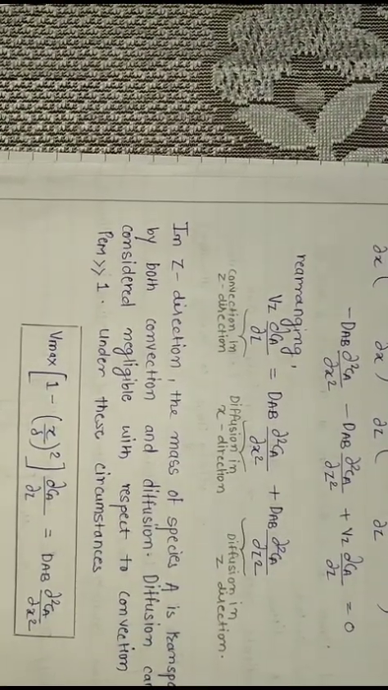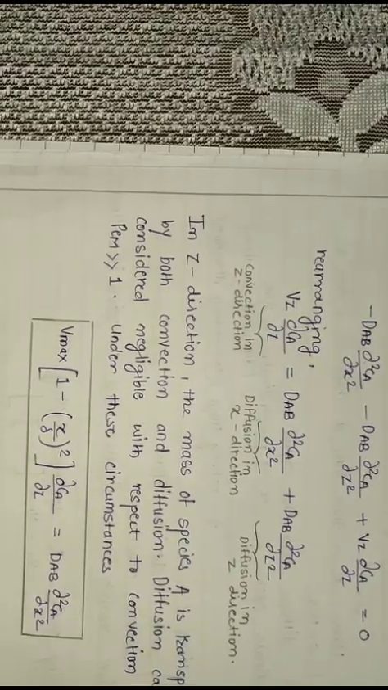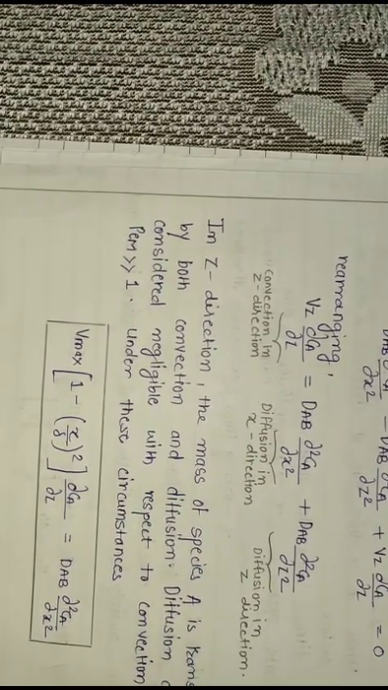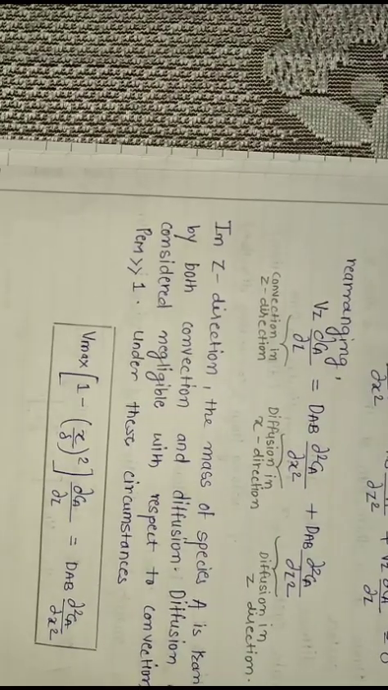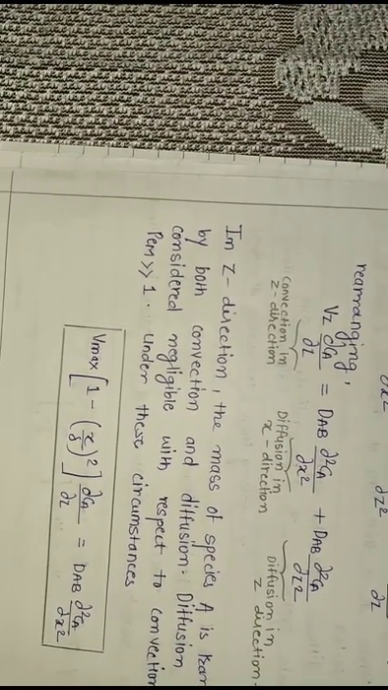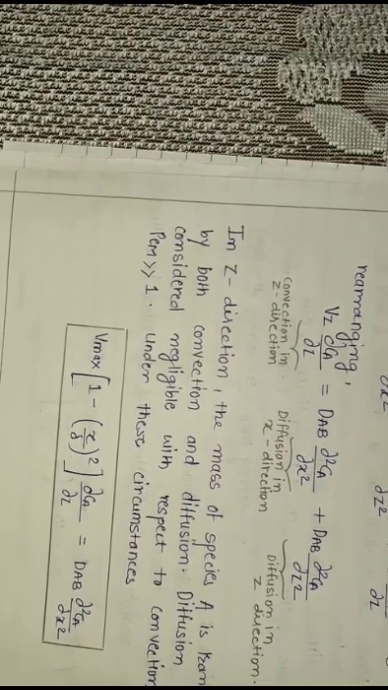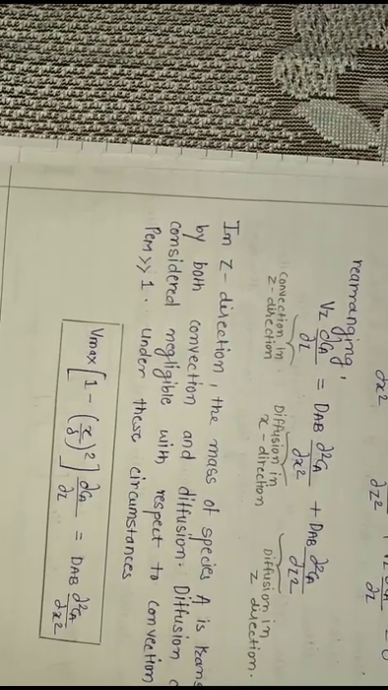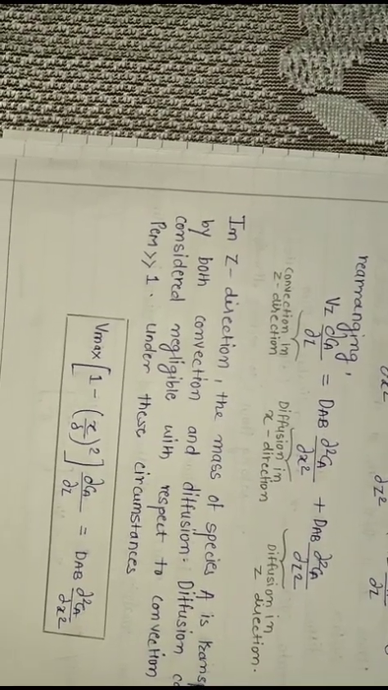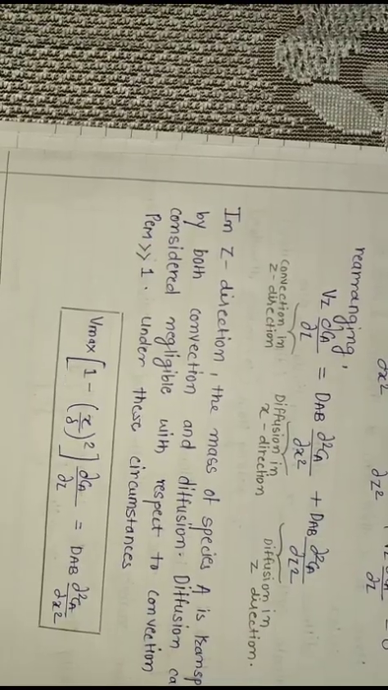With this simplification, the governing equation reduces to a form where the convective term involving the velocity profile and concentration gradient along z is equal to diffusion term in x direction. Substituting the velocity profile into this equation gives the final expression which relates the change in concentration along the flow direction to diffusion across the film thickness.